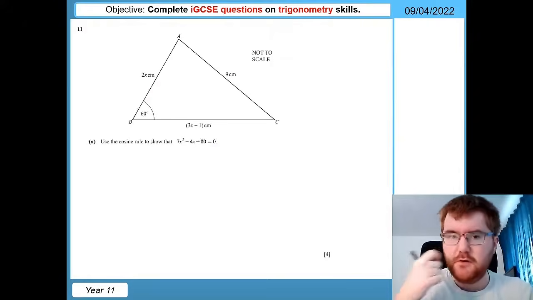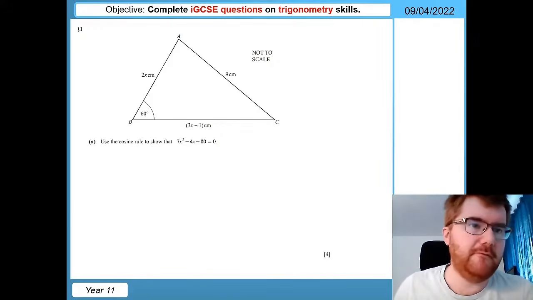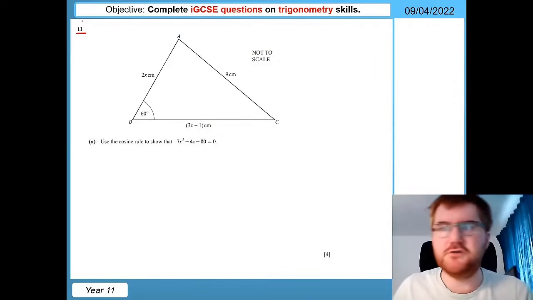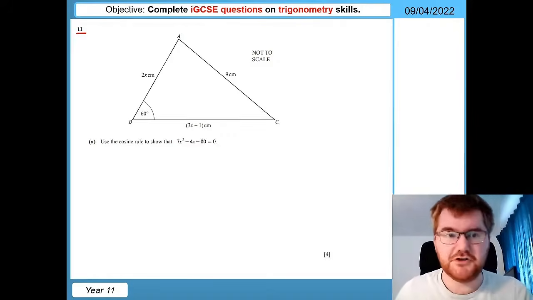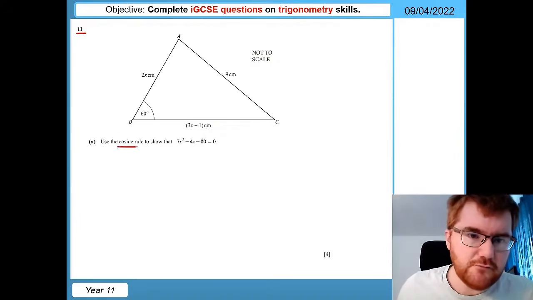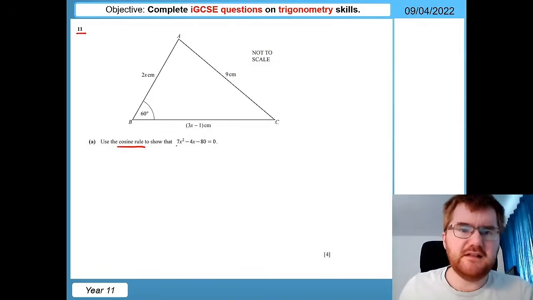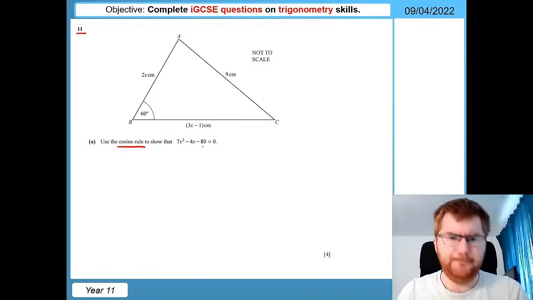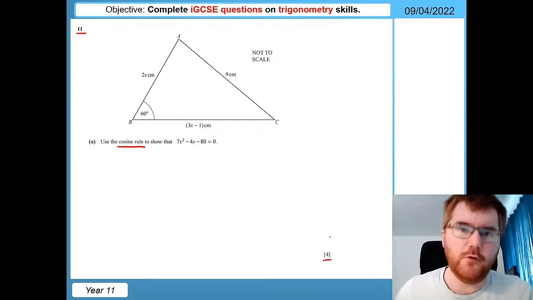All right, and let's continue on to a more difficult style question. Now notice when you get a question number here on paper 4, this is question 11, question 12, towards the end of the paper, they generally are on the harder side. Whereas you're going to see later on question 3, that'll be a slightly easier style question. And we've got a triangle here, and we need to use the cosine rule. So we'll go back and check what the cosine rule is to show that this quadratic is true in some way. So we've got quite a lot of work to do here because it is out of 4 marks.